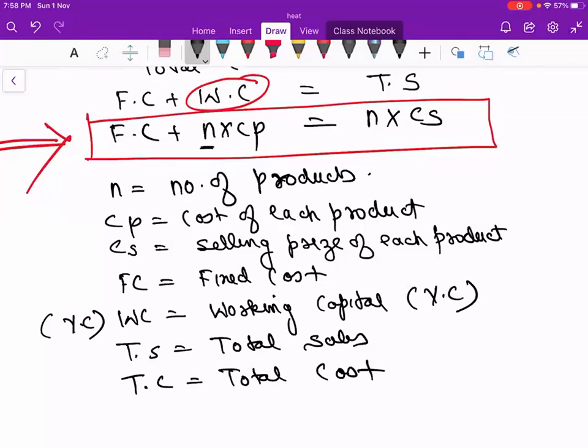Break-even point. So what is break-even point? Break-even point is that point when your total sales equals total cost.